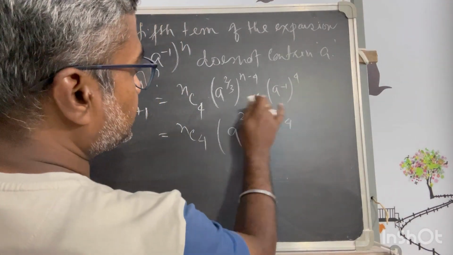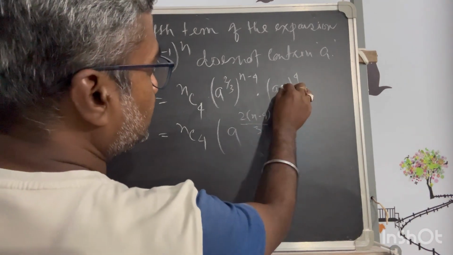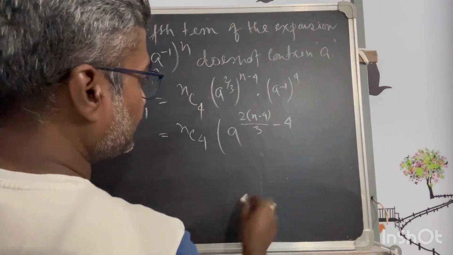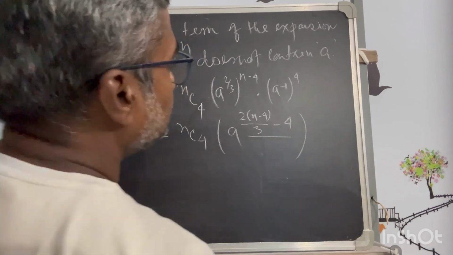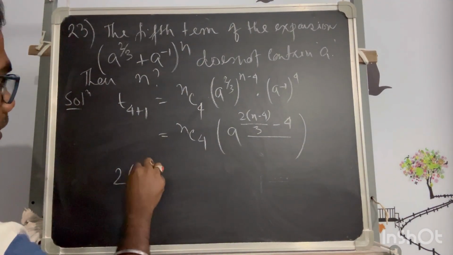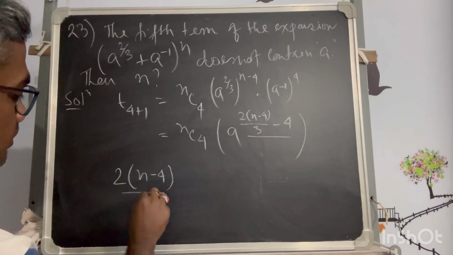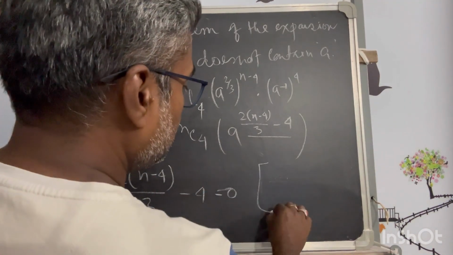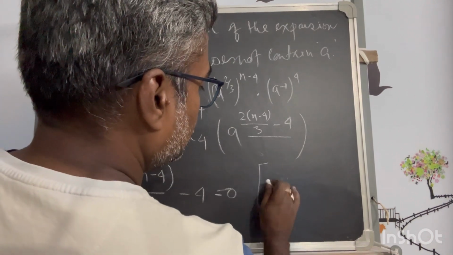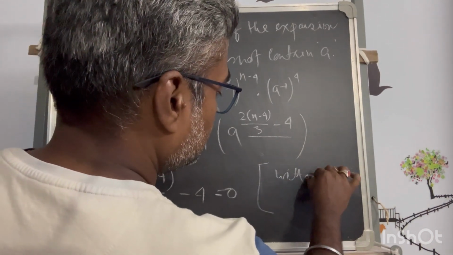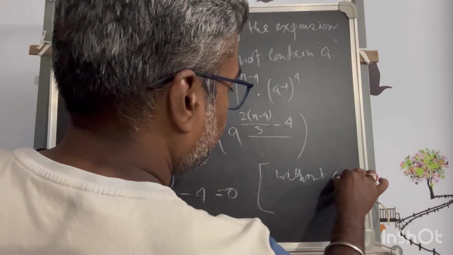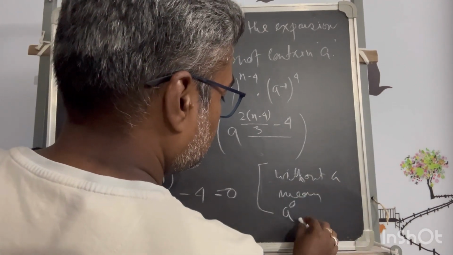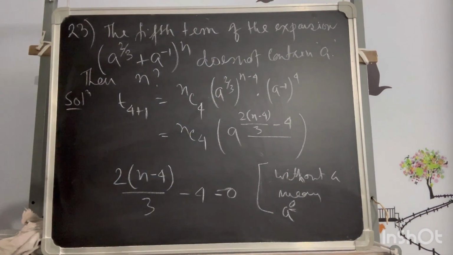As this is in multiplication form, this will add together, but it already carries the minus sign, so it will carry the minus sign along with that. So this will be the case. Now this is equal to 0. 2 to the power n minus 4 by 3 minus 4 is equal to 0 as per the condition, because it is without a, means a to the power 0, so the power of a is equal to 0.